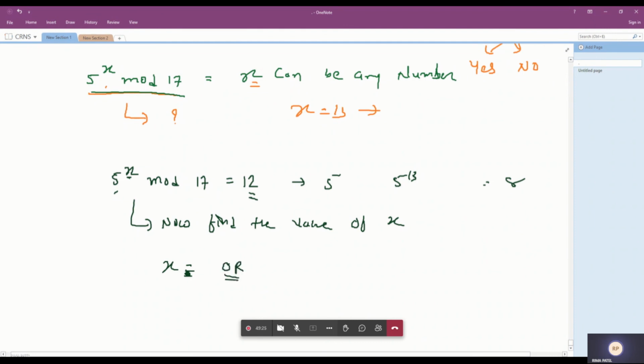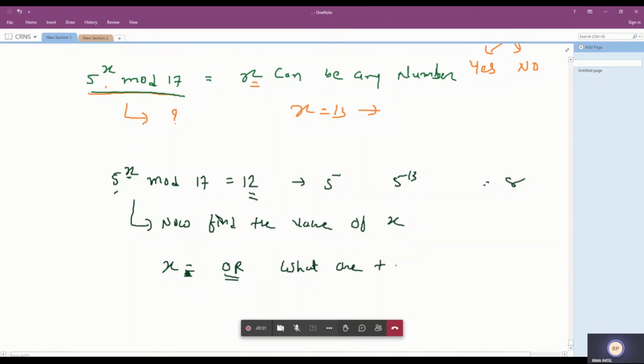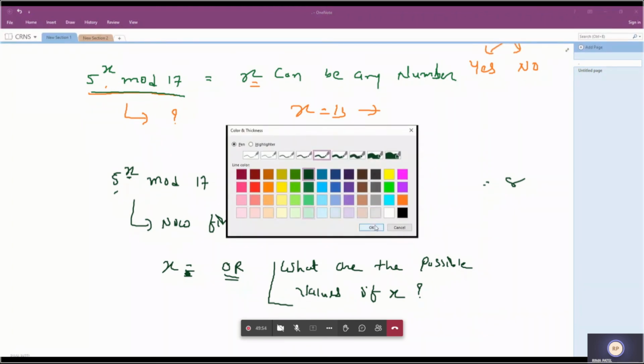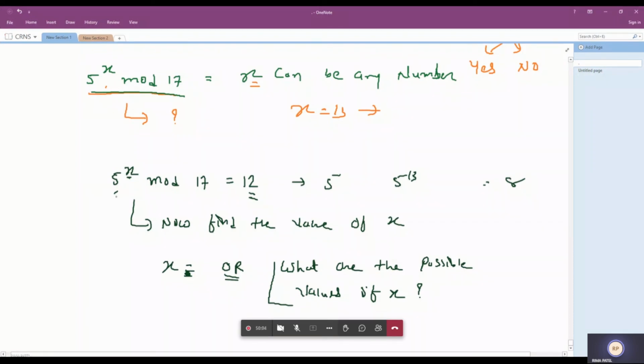Let me reframe my question. What are the possible values of x? I hope this question will give you the hint. Tell me, what should the value of x be? No, I'm not asking you to find the primitive roots. What I'm saying is 5 raised to x mod 17 equal to 12. The value is already given to you.